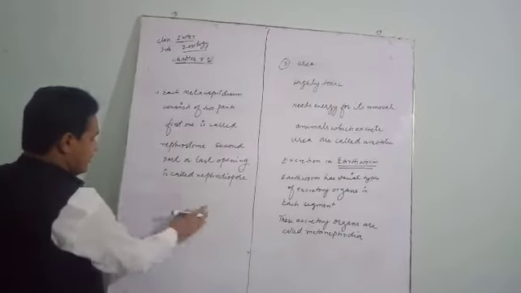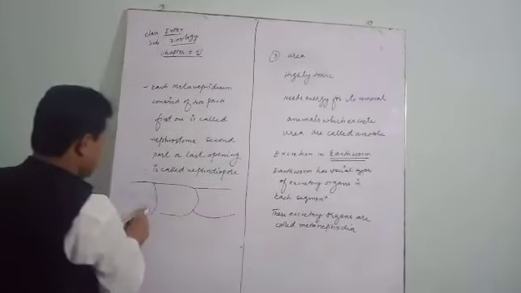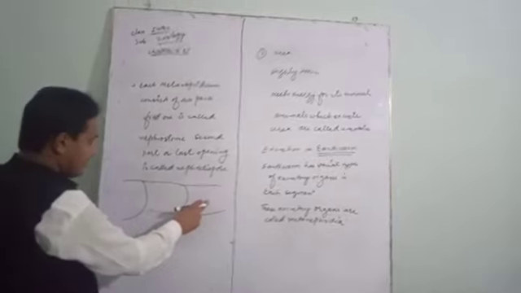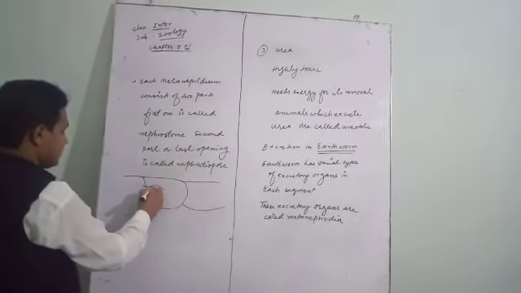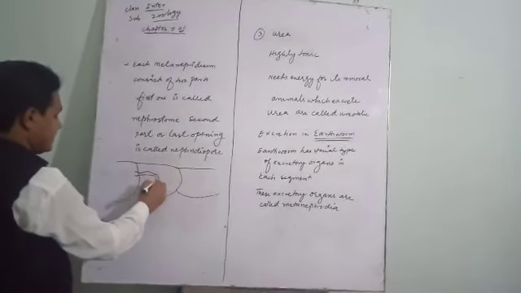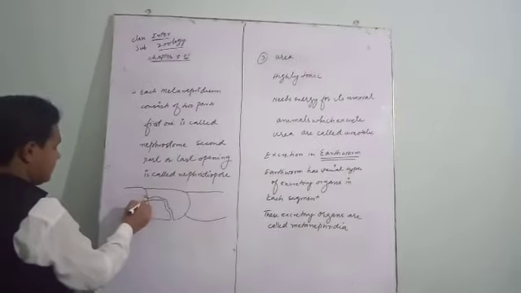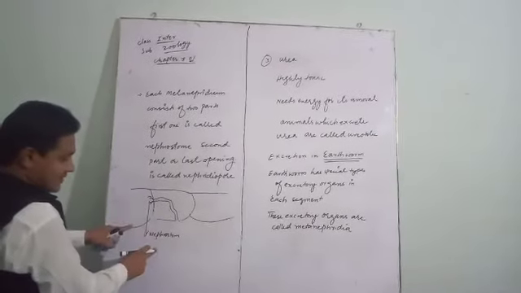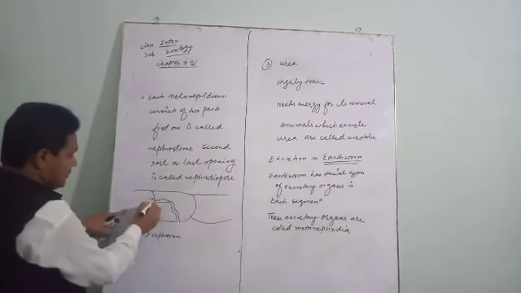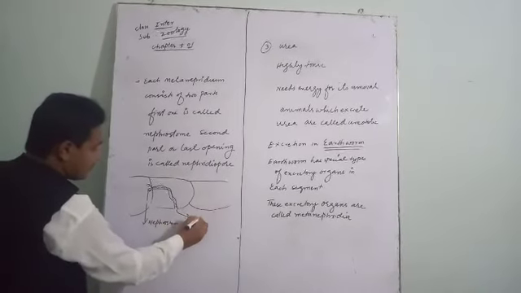Now I am writing here some segments of the earthworm. These are the segments of the earthworm: segment number 1, segment number 2, segment number 3. Nephrostomes are present here. What is the function of nephrostome? They collect the waste material. Then the waste material goes into these tubes, and from these tubes it goes out of the body through the nephridiopore.